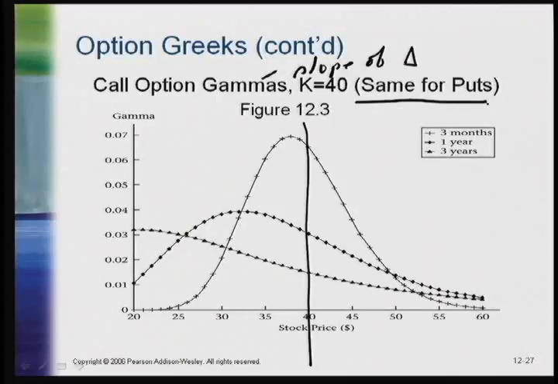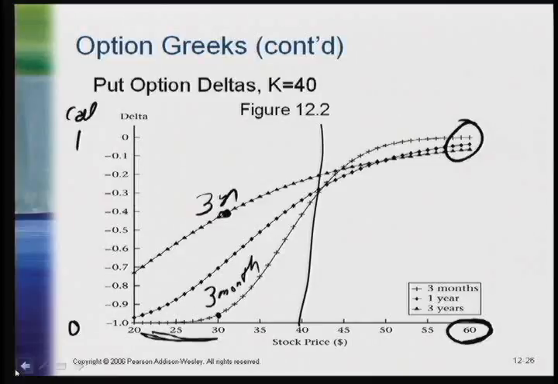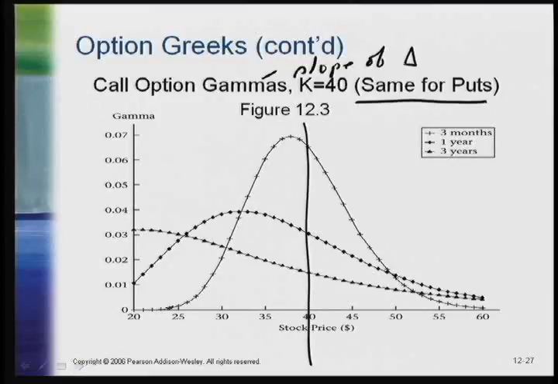So we can look at the slopes of the delta curves and see the shape of these curves. Namely, if you go back to the delta curves, let's say we look at the 3-month option, the slope is nearly 0 way in the money and way out of the money, and it's maximum in the middle. And that's what we see here. The slope is 0 way in the money, 0 way out of the money, and the slope of the delta curve is maximum around the strike price.